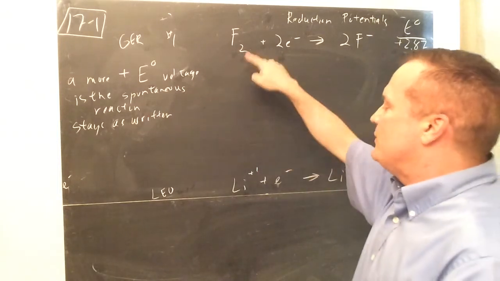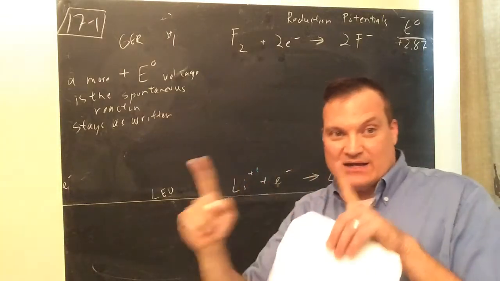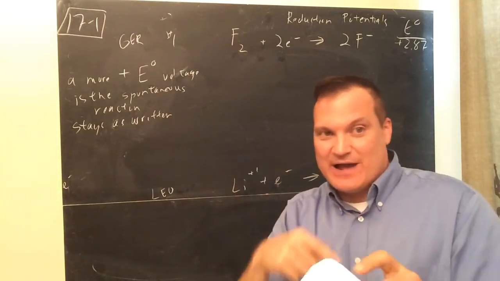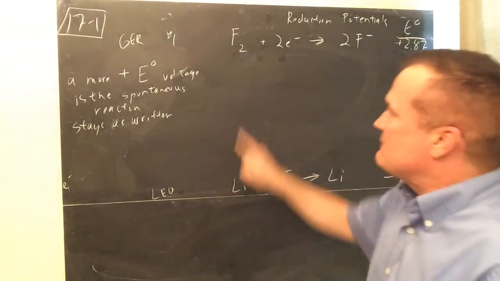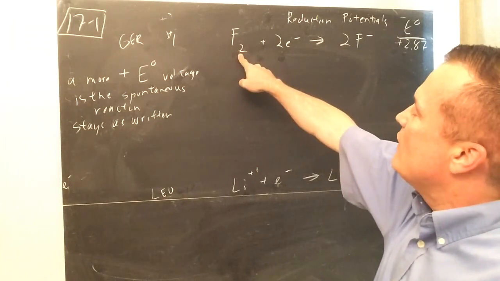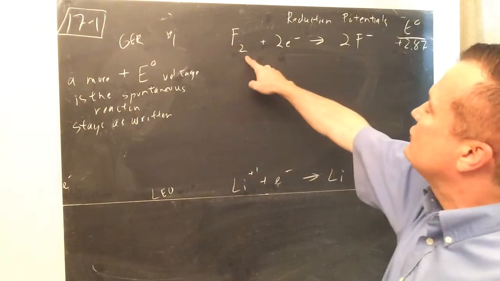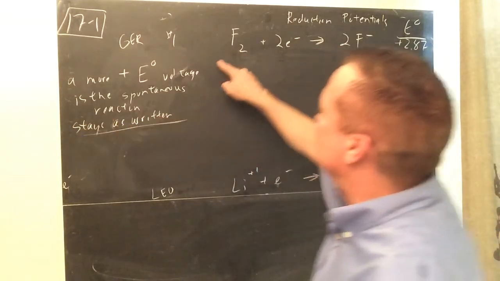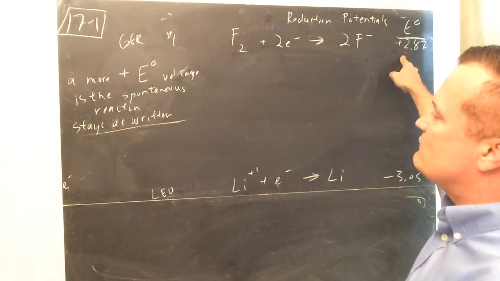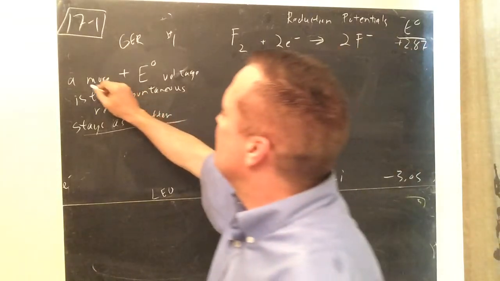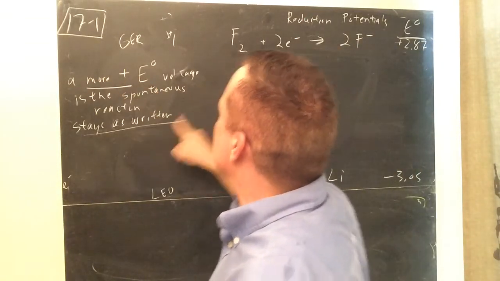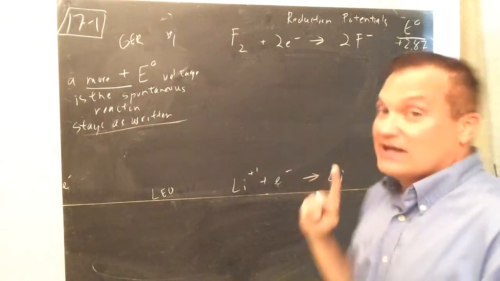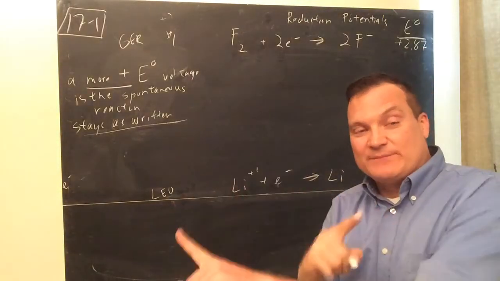So what if I were to put together lithium and fluorine and make a battery out of that? I'll talk about how I can do it later. If I put lithium and fluorine together, fluorine will keep this reaction. It will undergo a reduction because it is more positive. It will stay as written. The more positive one stays as written in an electrochemical cell. The other one will be flipped around.